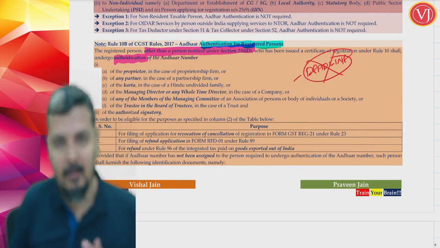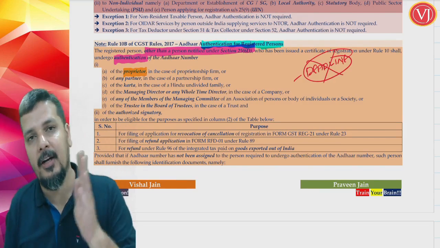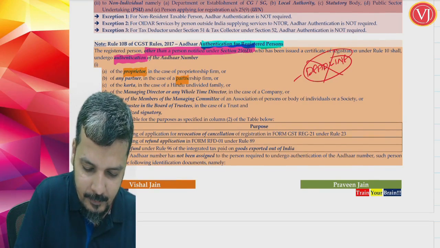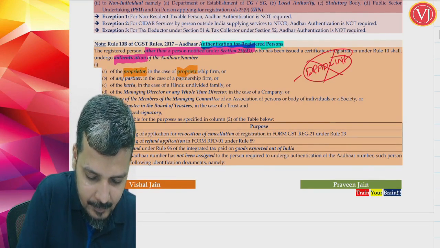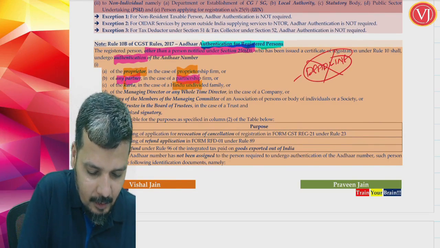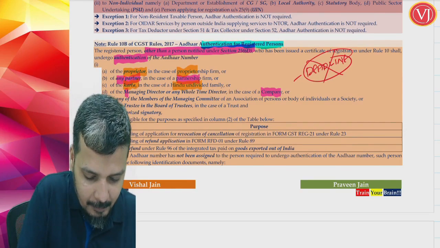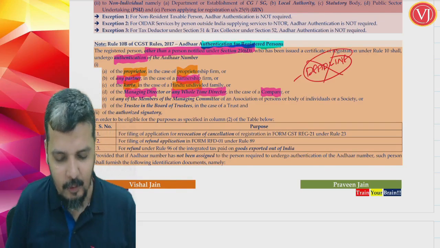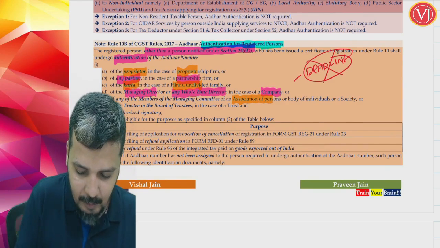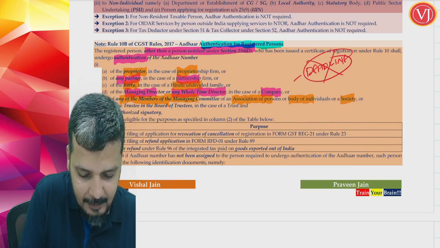Now who has to link? They also give a list. If you are a proprietorship concern, Aadhaar of the proprietor should be linked. If you are a partnership firm, then Aadhaar of any of the partners should be linked. If you are talking about HUF, Aadhaar of the Karta should be linked. If you are talking about a company, either Aadhaar of the managing director or any of the whole time directors should be linked. If you are talking about association of persons or body of individuals or society, Aadhaar of any of the members of the managing committee should be linked.